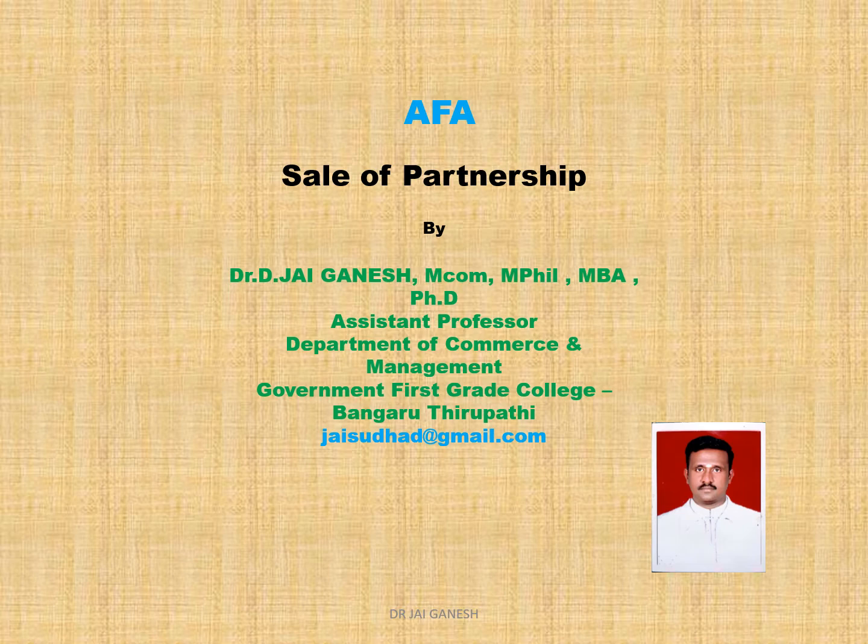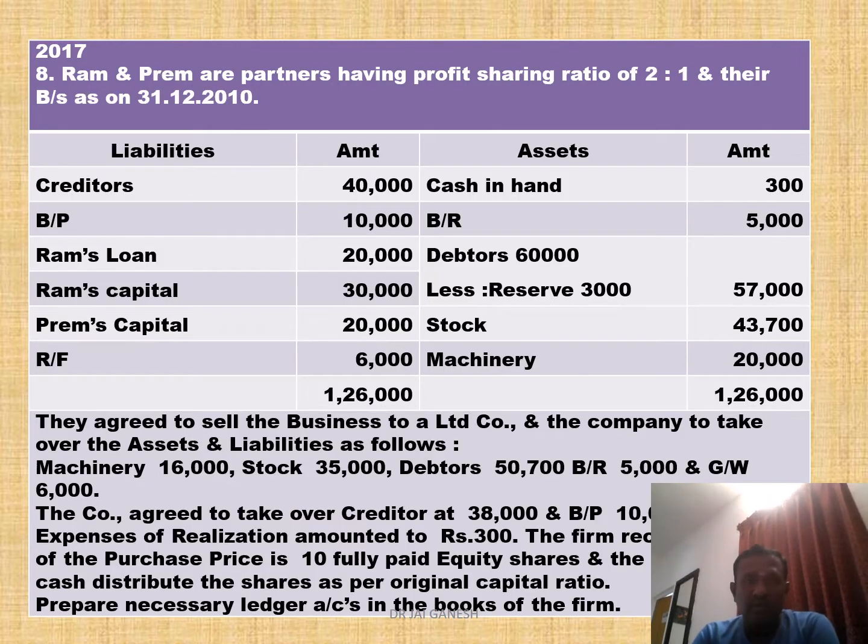So, welcome back. Today, we are going to discuss one problem in case of sale of partnership. So, let us go through the problem. We have Ram and Prem are partners having profit sharing ratio 2:1, and the balance sheet as on 31/3/2010 is given below.